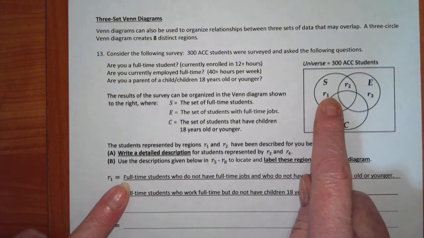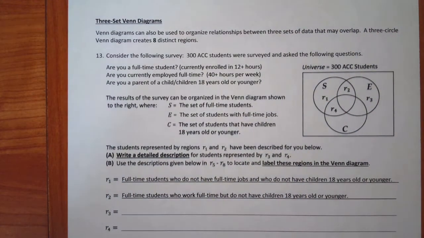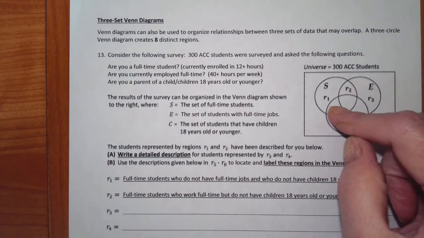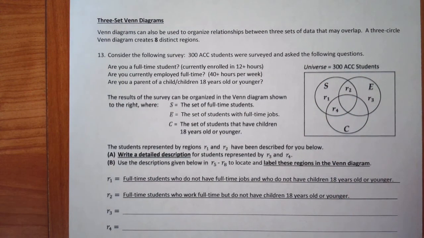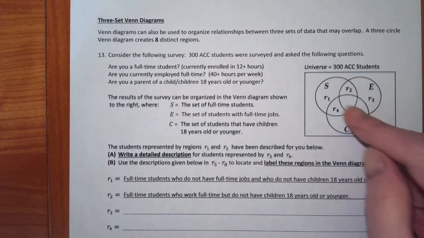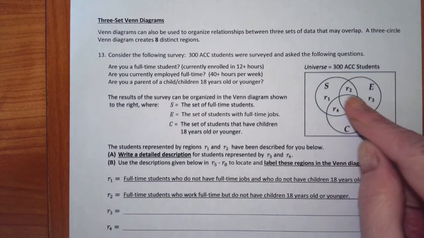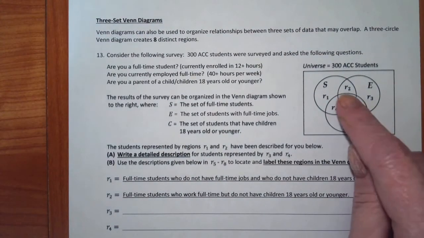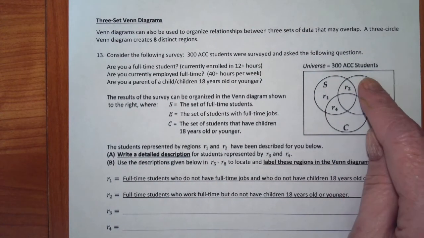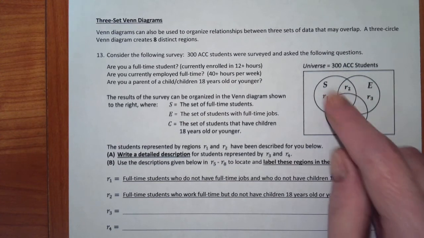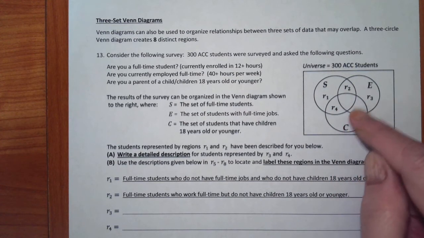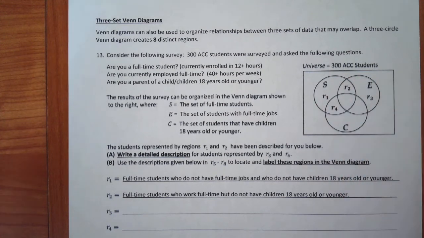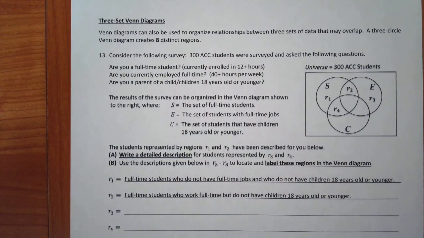So region 1, notice how the overlaps work on this. Again, this circle here is all full-time students. This circle here is full-time workers, and this one is students with children. So there are ways to overlap. You can be these two alone, which is this region, these two alone here, these two alone, or this center is when you have all 3.